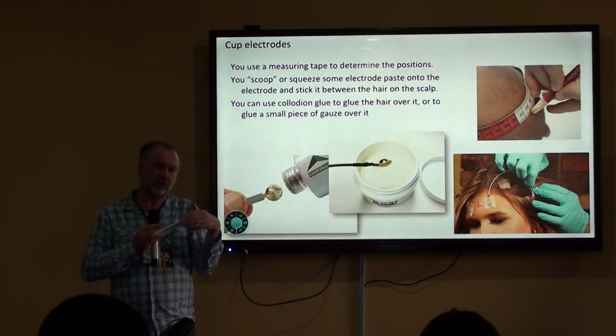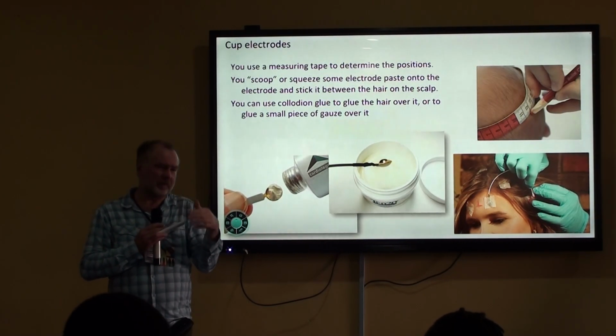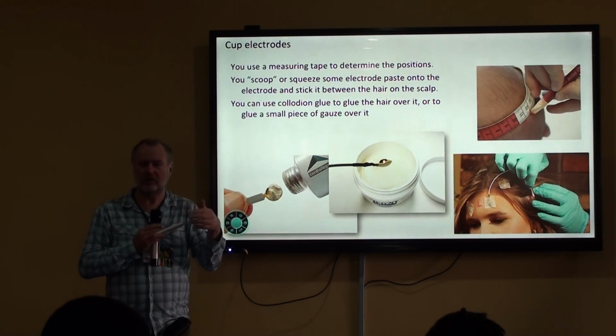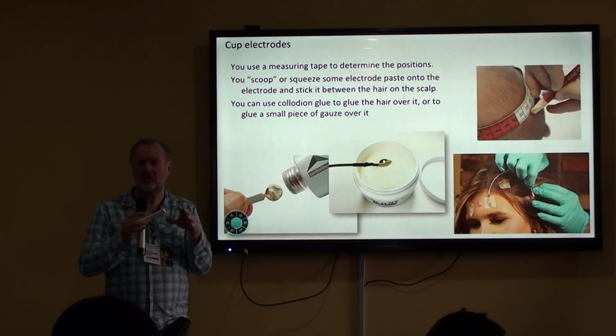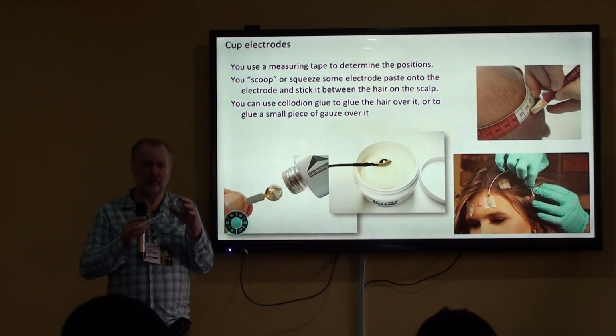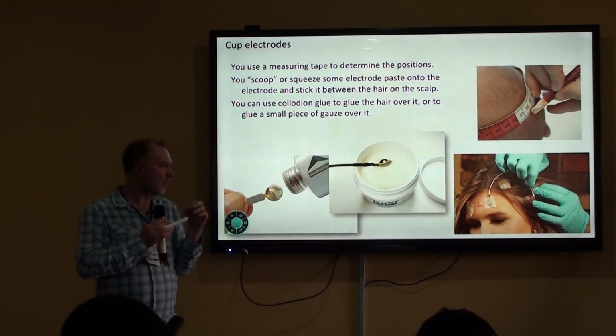And that is especially important if you do long recordings in a clinical population. The paste stays well for a very long time, so you can easily do a recording for the whole night. And by gluing the hair over it or by gluing a piece of gauze over it, the electrode is going to stay stable, it's going to stay in place, also if you pull the wires a little bit.